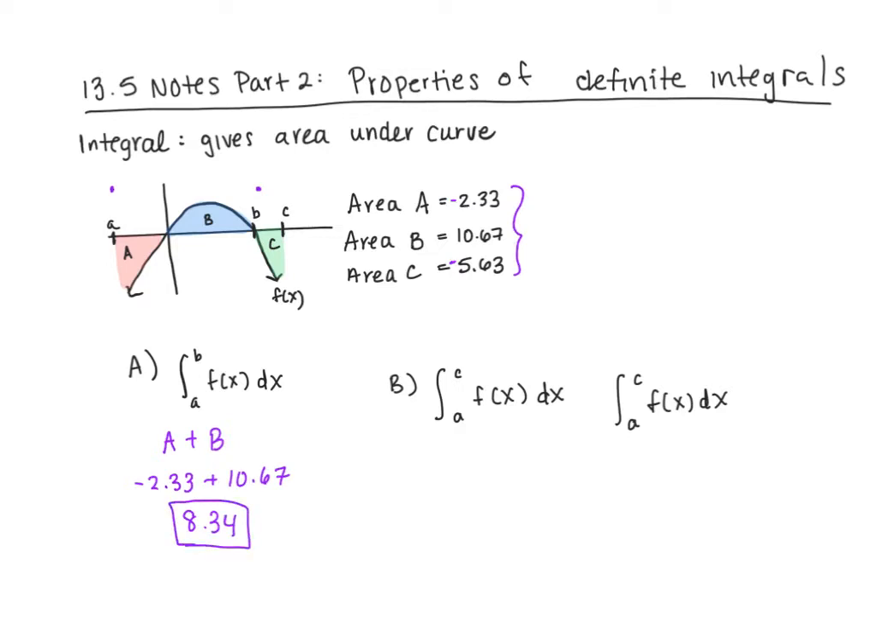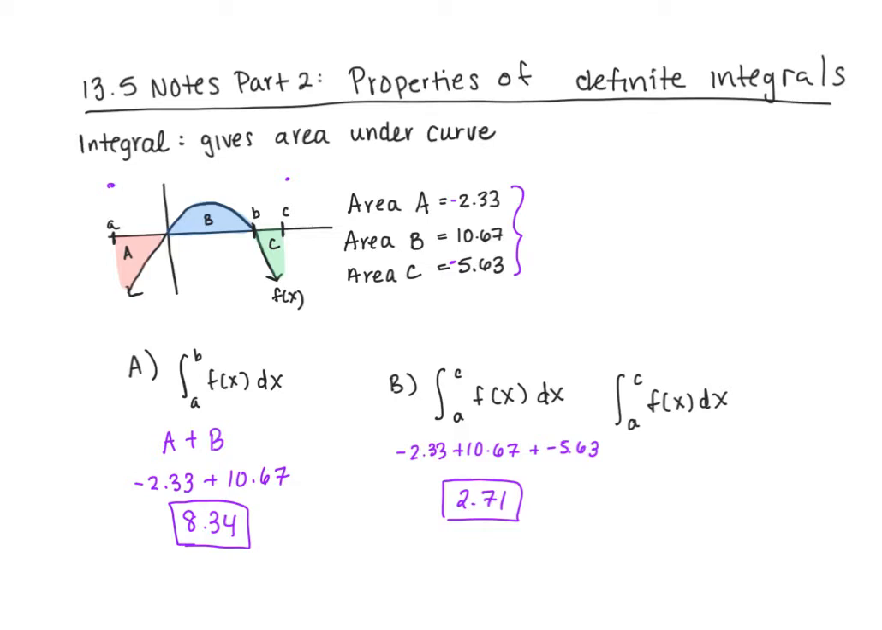So let's look at the next one. Now we're going from A to C. So it wants to know all the way from here to here. So I'm going to add all three areas together. I'm going to add the negative 2.33 plus 10.67 plus your negative 5.63. And we can combine all of those. And when you type that into your calculator, you get 2.71.